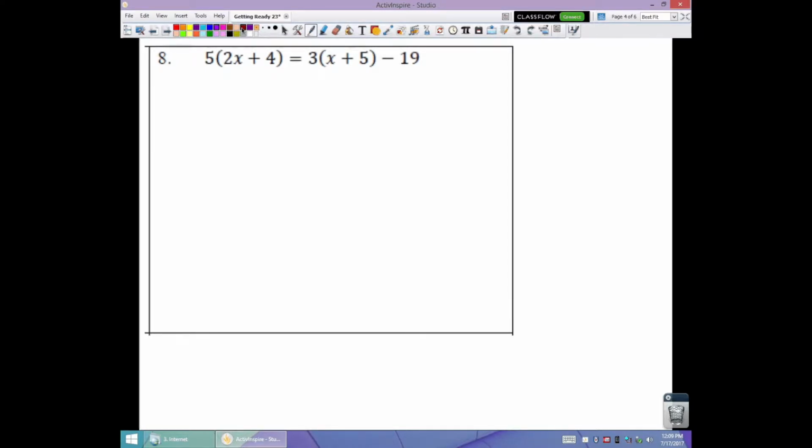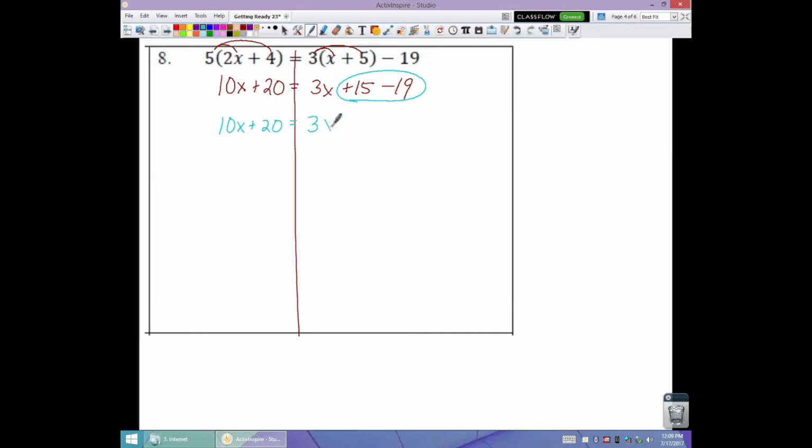Number 8. We have parentheses on both sides, so we're going to distribute on both the left and the right here, so that would become 10x plus 20 is equal to 3x plus 15 minus 19. Now we look to see if we have any like terms. I don't have any on the left, so leave 10x plus 20 as is. But on the right, I can combine 15 and negative 19. So that is 3x minus 4 on the right.